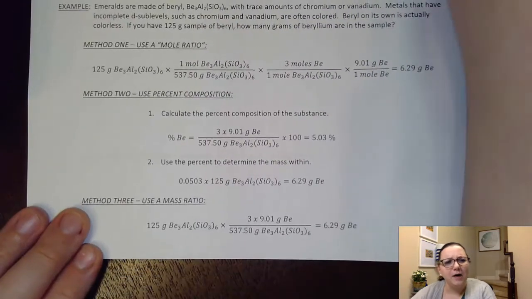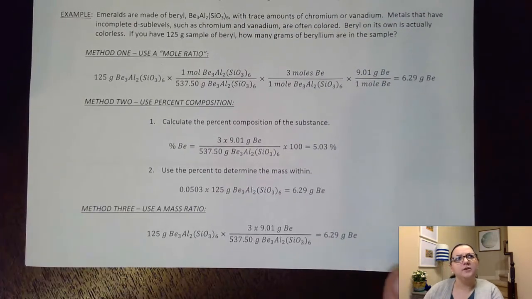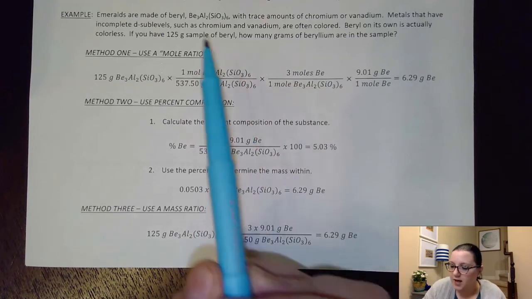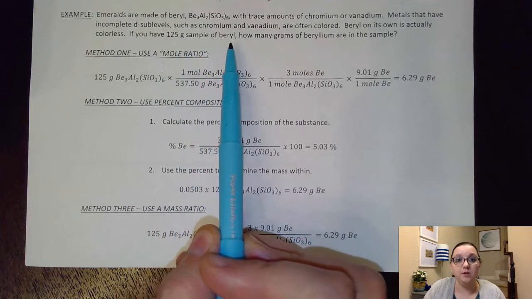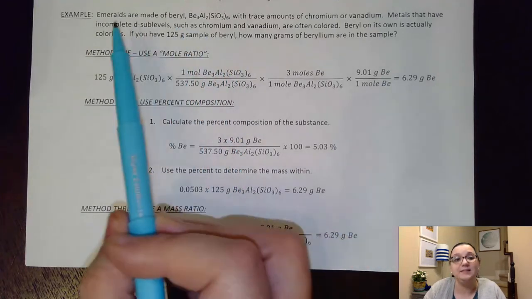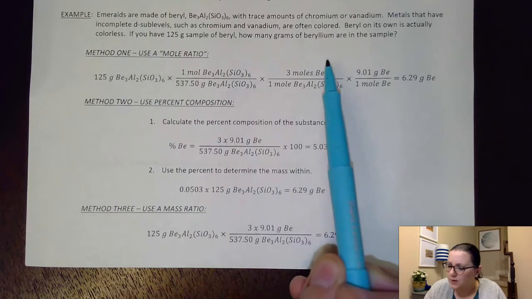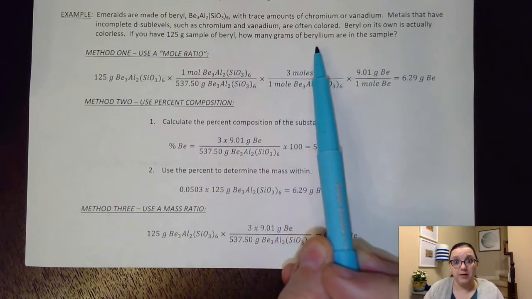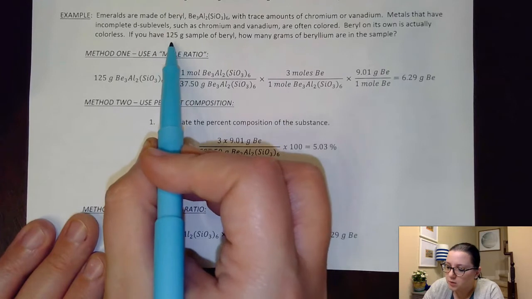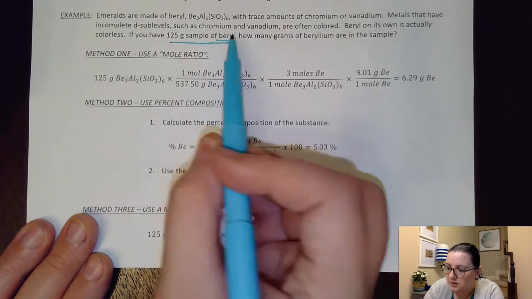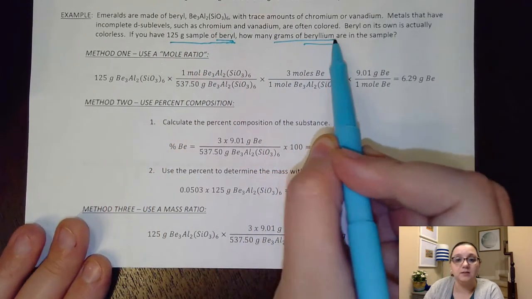One other thing I want to talk about is that there are going to be different ways that you can do the same problem. And again, as long as you're showing your work, you could do this problem by several different methods, okay? This is a great example of that. I have a 125 gram sample of beryl, which happens to be a substance that's inside of emeralds. And I want to get to how many grams of beryllium are in the sample. So we can see we're trying to work back and forth between this compound here and grams of an element that are inside of it.